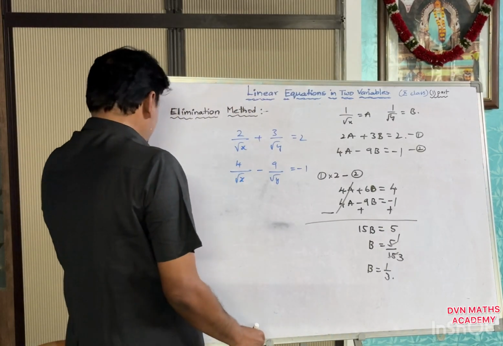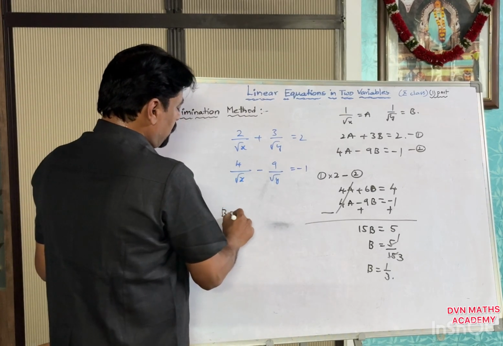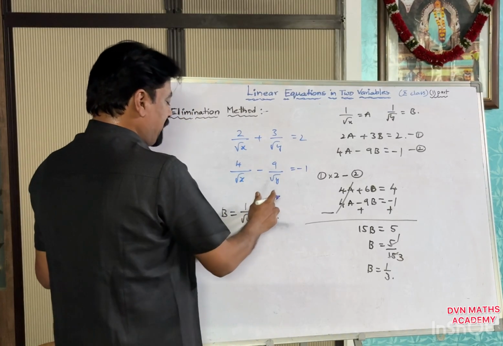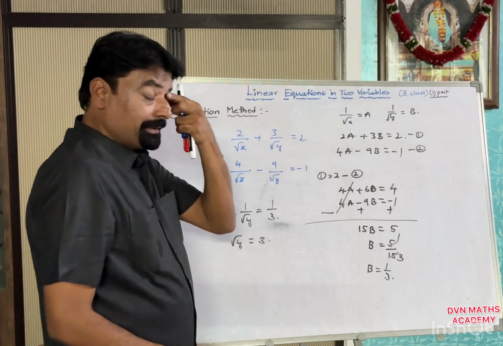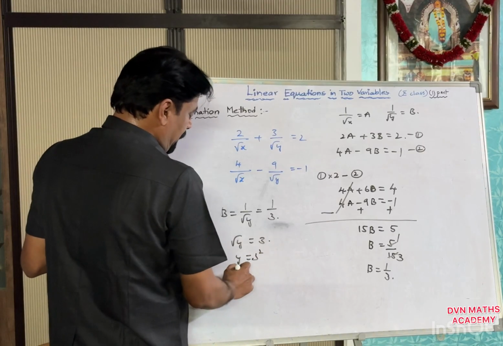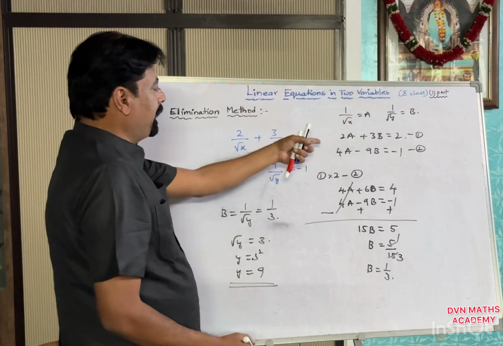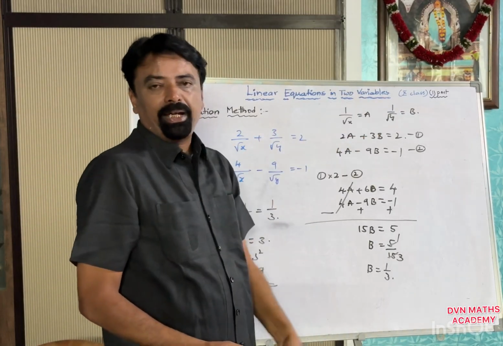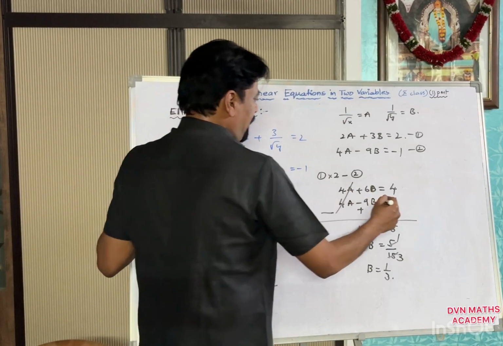So here it is very interesting. But the question is not asking for the b value. B is equal to 1 by root y, which is 1 by 3. So by cross multiplication you will get root y is equal to 3. So squaring on both sides, this root will be cancelled. Y is equal to 3 square. Therefore, y is equal to 9. And you substitute that value in any equation, you will get the value of a, and afterwards you find the value of x. So I will do that for this question because it is the last question.